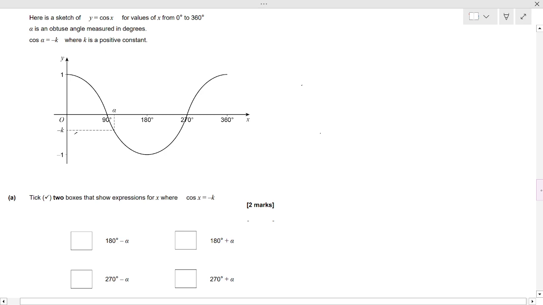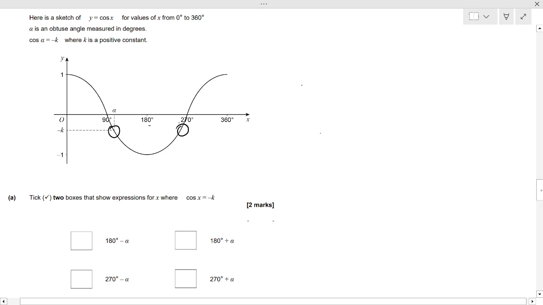So when cos x is minus k, if we were to continue this on, obviously we've got a solution here, which is alpha. But then we get another solution here. How would we get this one? Okay, so then if I just get rid of this. So we have a solution here and a solution about here, right? If you continue the line on.